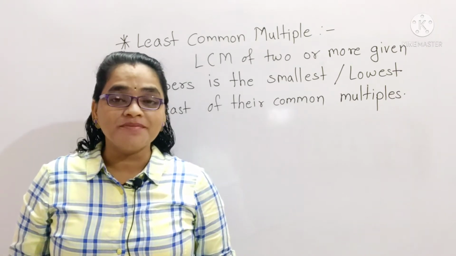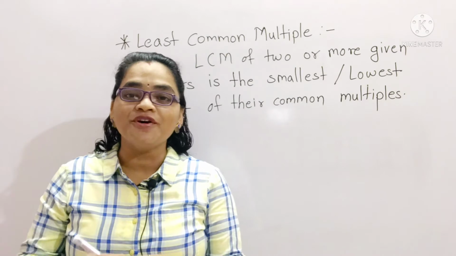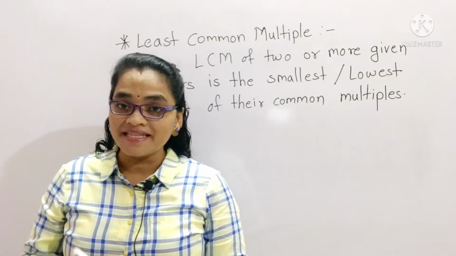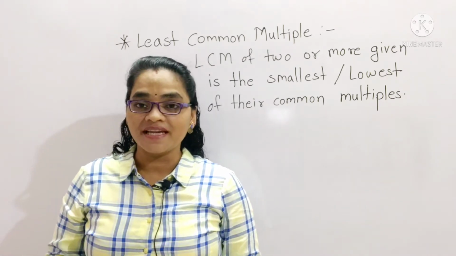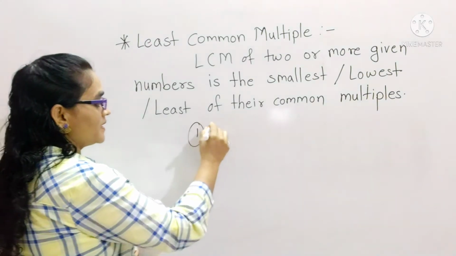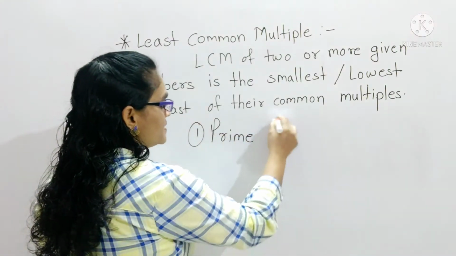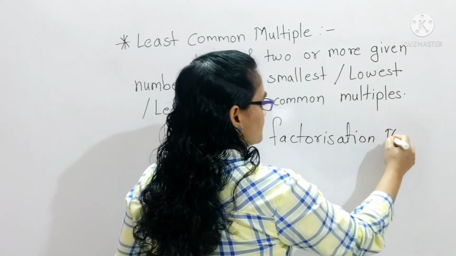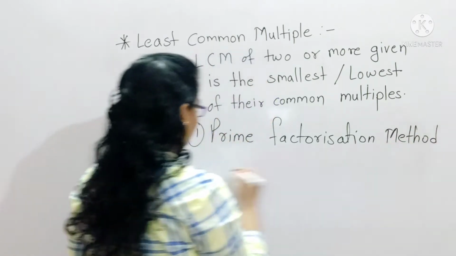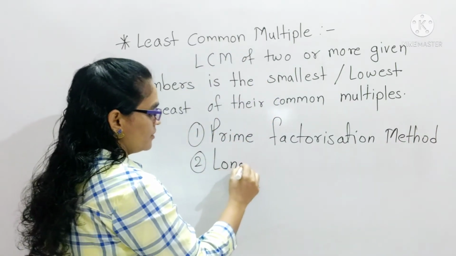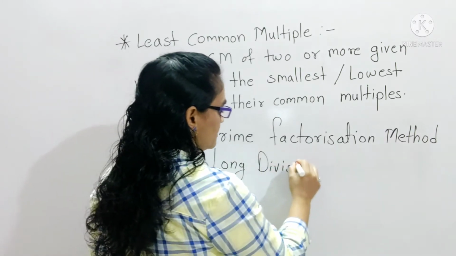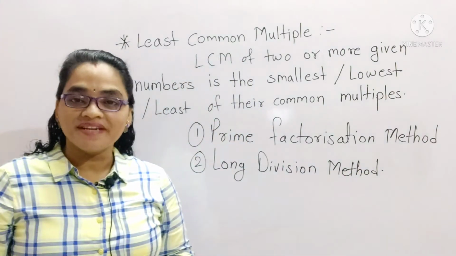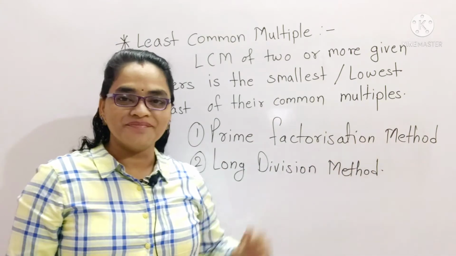But it is not possible each and every time to write multiples of given numbers. Then what is the method to find LCM? To find LCM, two methods are given. First method is prime factorization method and second one is long division method.